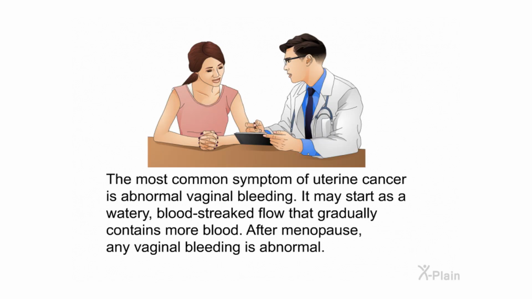Symptoms. The most common symptom of uterine cancer is abnormal vaginal bleeding. It may start as a watery, blood-streaked flow that gradually contains more blood. After menopause, any vaginal bleeding is abnormal.